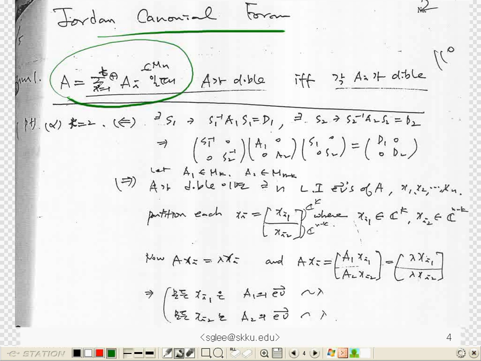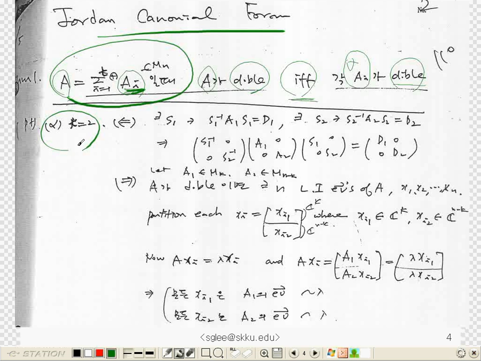Suppose A is a direct sum of these block matrices, so it's a block diagonal matrix. The first theorem says A is diagonalizable if and only if every block matrix A_i is diagonalizable. This is an if and only if statement. This matrix A, which is the direct sum of these block matrices, is diagonalizable if and only if each block is diagonalizable.